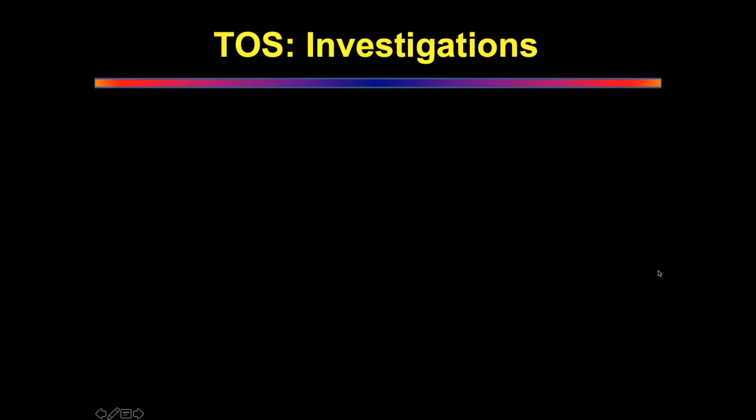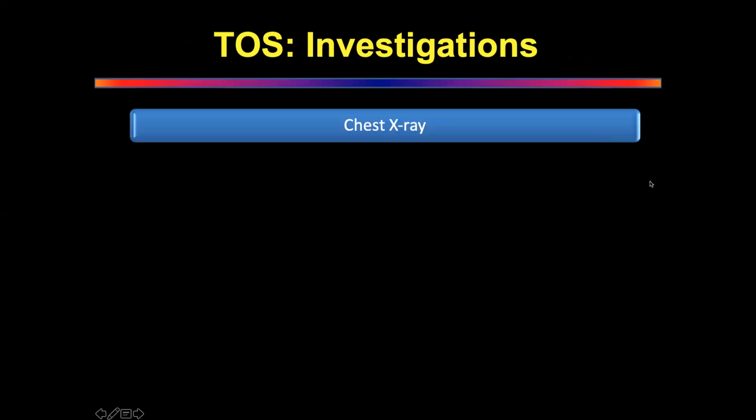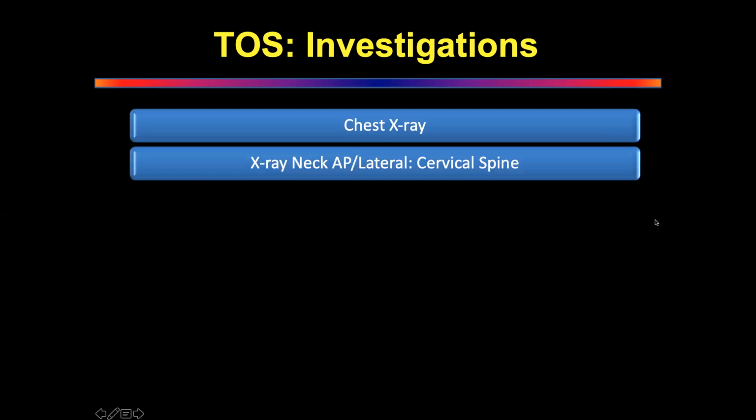So Nikhil, your patient has come to you. How are you going to investigate this patient? Sir, chest X-ray, AP and lateral. Good. I really like that. And what else? Sir, X-ray neck, AP and lateral. Excellent. X-ray of the cervical spine. So don't forget this. Chest X-ray and X-ray of the neck is important. Neck, AP and lateral. Good.